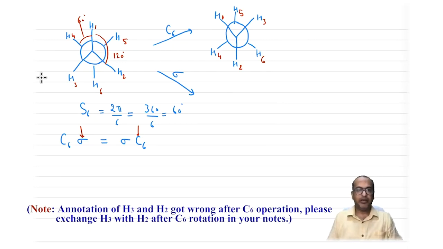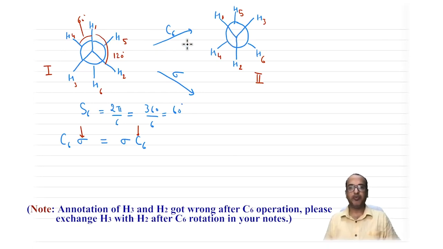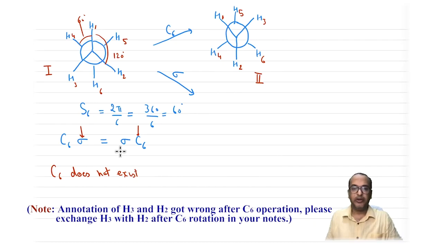Now you can see that if we denote this as molecule number 1 and this one as molecule number 2, so 1 and 2 are not in equivalent configurations, right? You can see that the configuration of this is not equivalent to this. So we can say that C6 does not exist in this one. So we can do the operation, but it may or may not result in an equivalent configuration. If it results in an equivalent configuration, we say that the corresponding symmetry element does exist, but in this particular case, C6 does not exist, right?